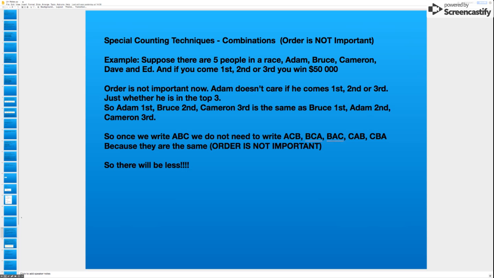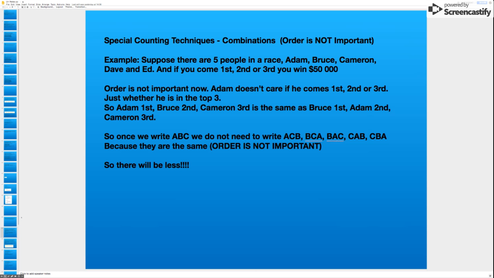So now order is not important. Adam doesn't care if he comes first, second, or third, just whether he's in the top 3. So if Adam comes first, Bruce comes second, and Cameron comes third, that's pretty much the same as Bruce coming first, Adam coming second, and Cameron coming third. They don't really care. The same 3 people win $50,000. So once we write out Adam, Bruce, Cameron, or A, B, C, we don't need to write A, C, B, B, C, A, B, A, C, C, A, B, C, B, A. They're all the same because order is not important.